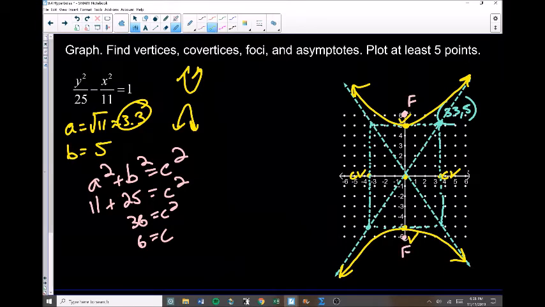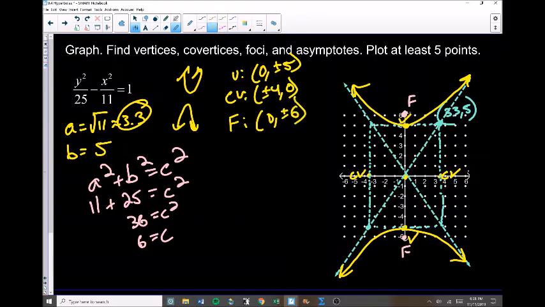Now that's everything I needed to find. So I now know that I have a vertex at 0, plus or minus 5. I have a covertex at plus or minus 4, 0. The foci are at 0, plus or minus 6. And then the asymptotes are really quite simple.